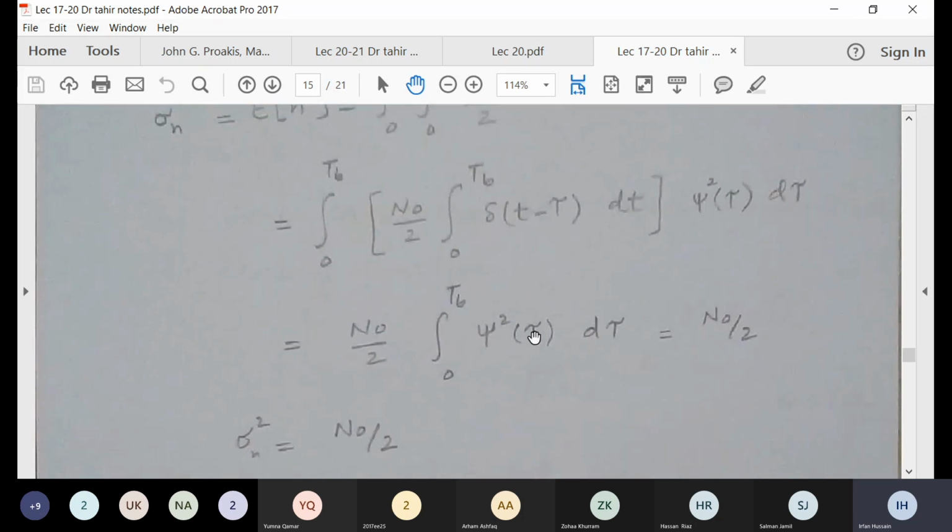N naught by 2 comes out, and we all know this is an orthonormal function. Its energy has been normalized to 1, and all that has been studied. This comes out to be N naught by 2. So its variance comes out to be N naught by 2.